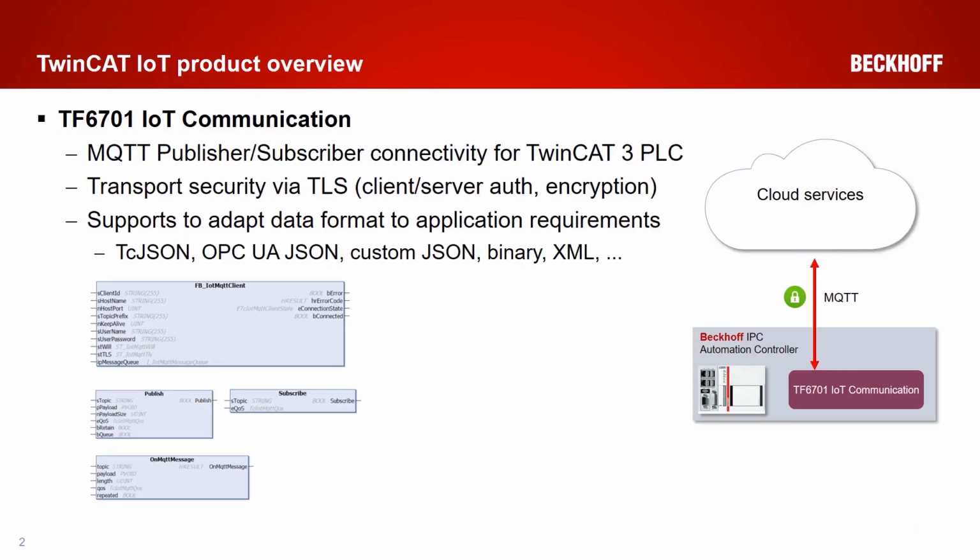And the first product that we have there is our IoT communication product. It's basically a set of function blocks available for the PLC that allow to establish MQTT connectivity, so publisher-subscriber connectivity between the PLC and an MQTT message broker. The IoT communication product also allows to secure the transport channel between the PLC and the message broker, and it uses TLS for that. So client-server authentication, data encryption on the wire, different kinds of functionalities which are available there.